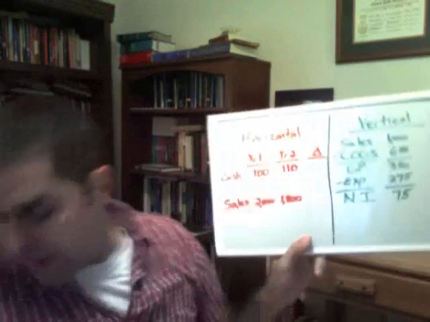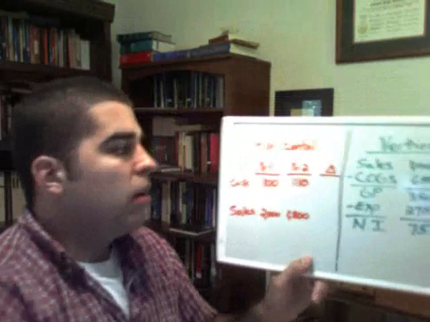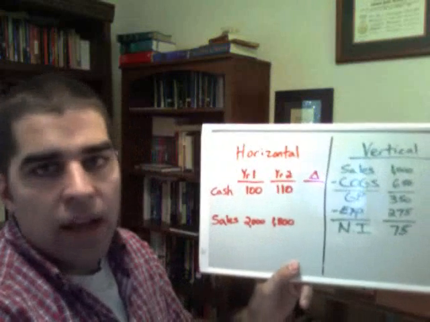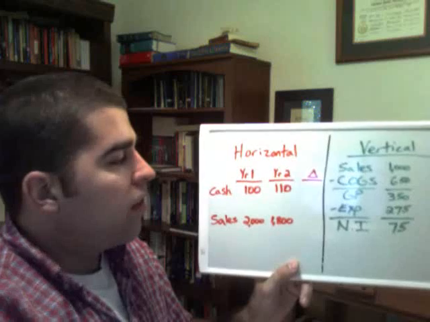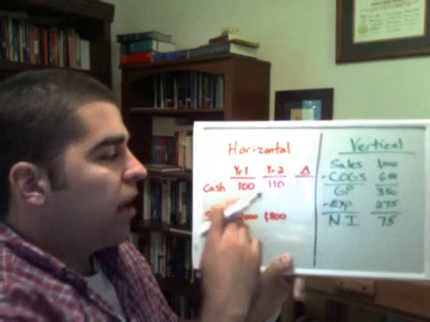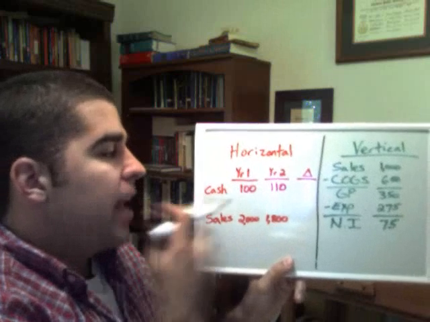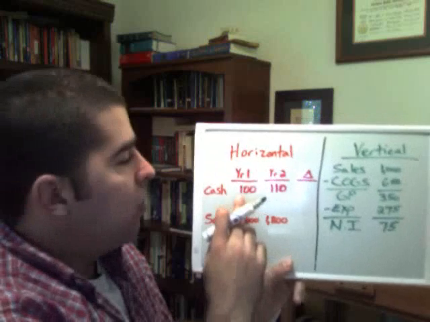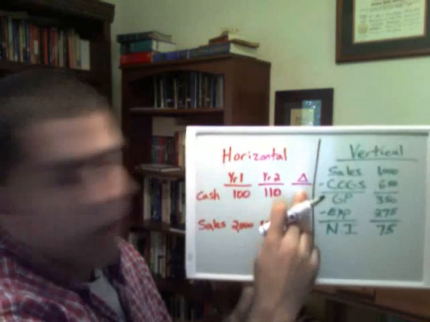So we have a balance sheet item and an income statement item. You can do horizontal analysis on either one, or even on other financial statements like the cash flow statements or statements of retained earnings. But we're just looking here on two simple ones, cash and sales. So what's going on here? We have year 1 amount and year 2 amount, and this over here is delta.